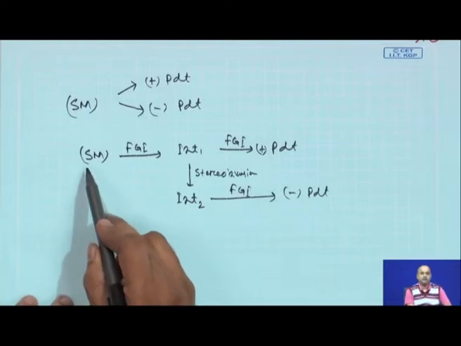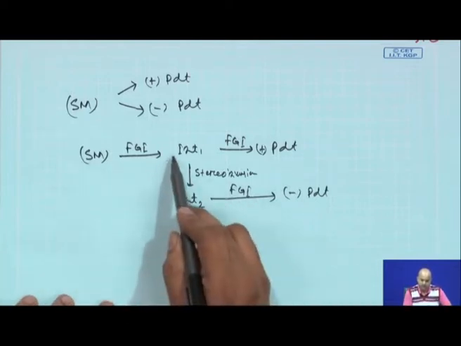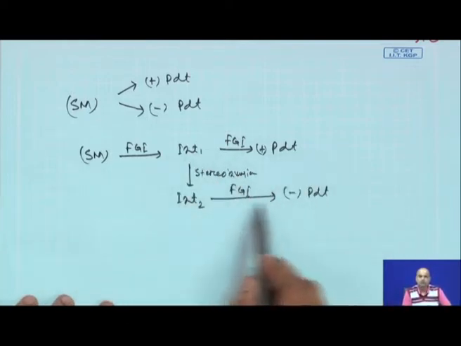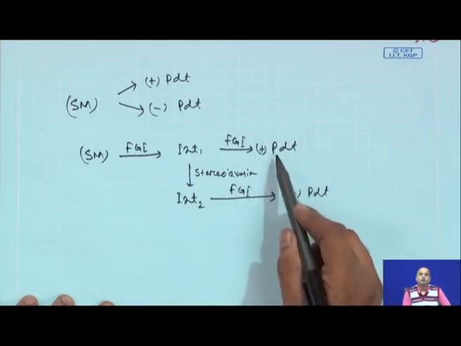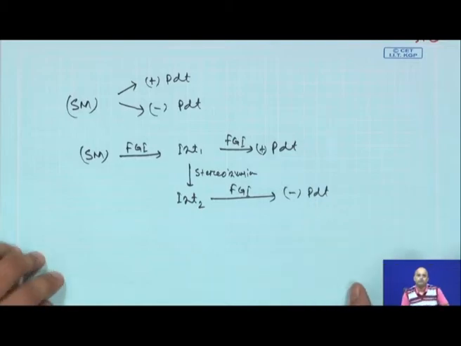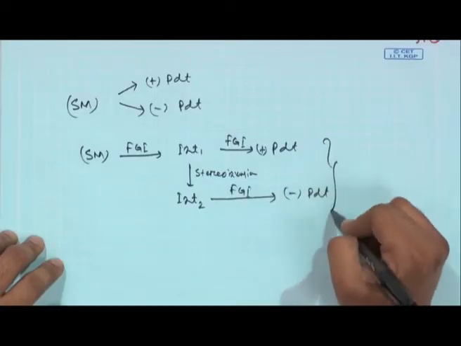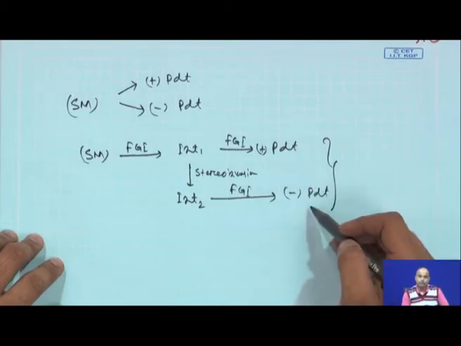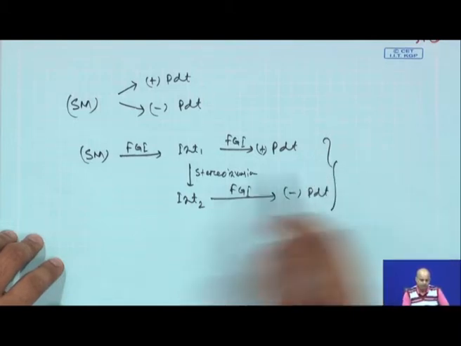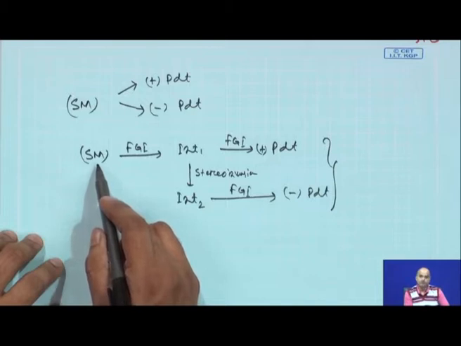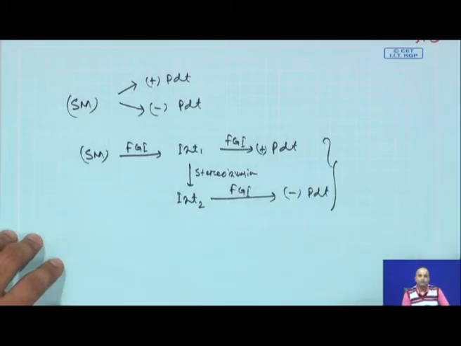So, in principle, starting from the same starting material, you can get both enantiomeric products, and that is why this is called divergent. In principle, this is very useful because depending on your need, if you need both enantiomeric products starting from a single starting material, you can reach your final destination.